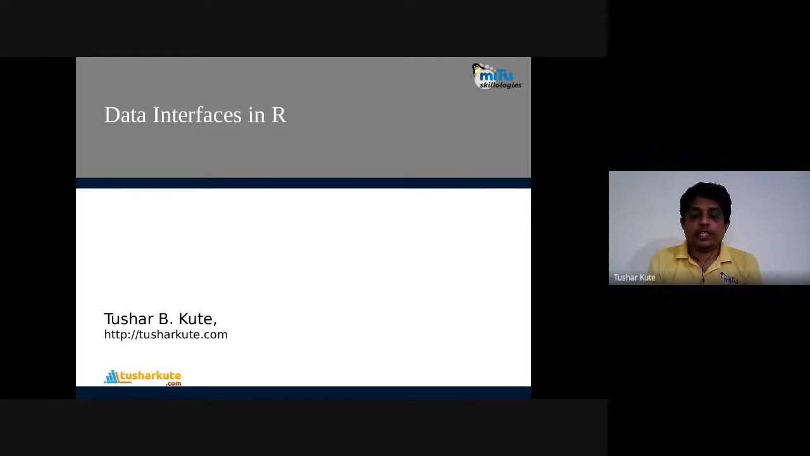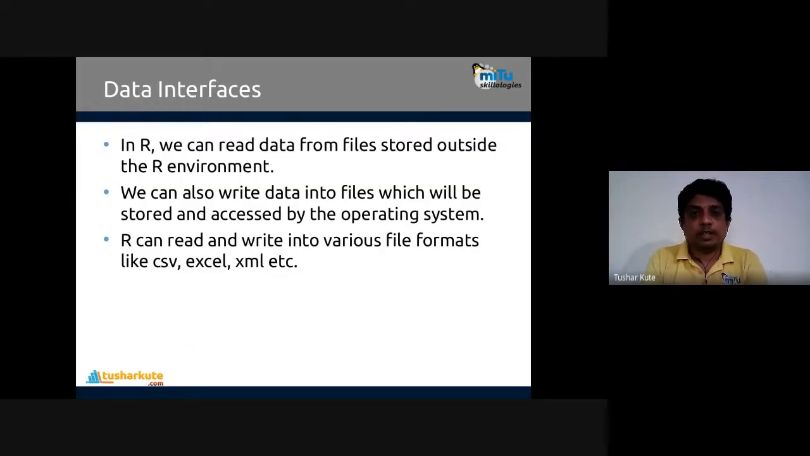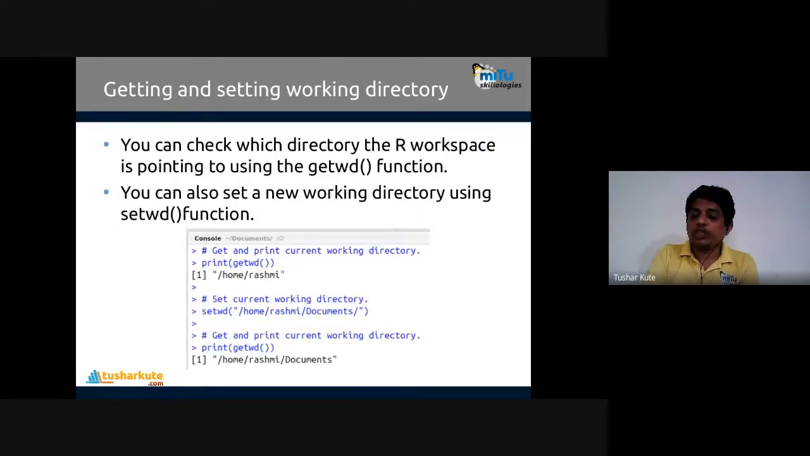And these CSV files or Excel files or any other file can be imported inside the code by using R. So in R, we can read the data from a file stored outside the R environment. Okay, we can import, for data importing. We can also write the files which will be stored and accessed by the operating system. That's possible. R can read and write into various file formats like CSV, Excel, XML. All of these file formats are applicable, but more commonly we use the data in the CSV file format.